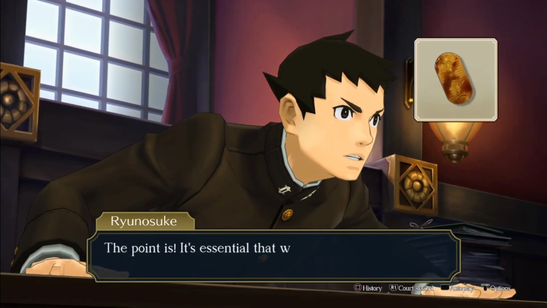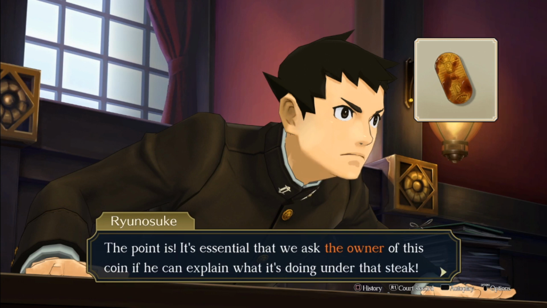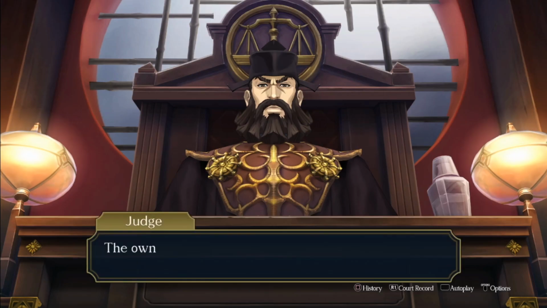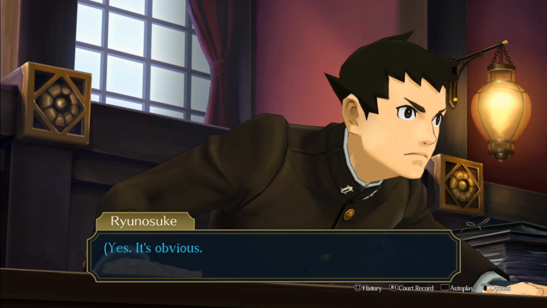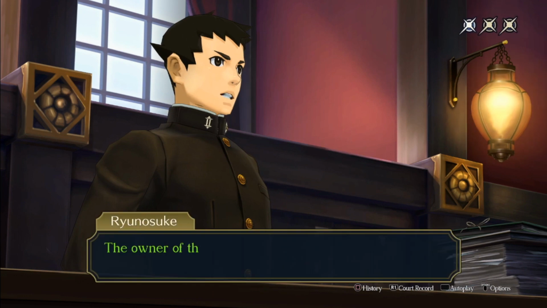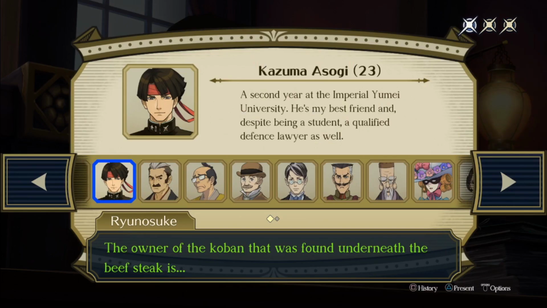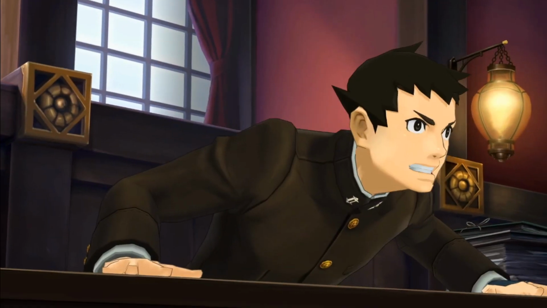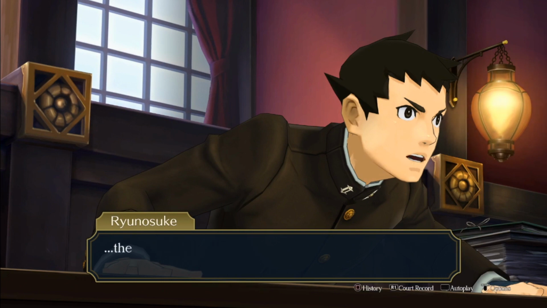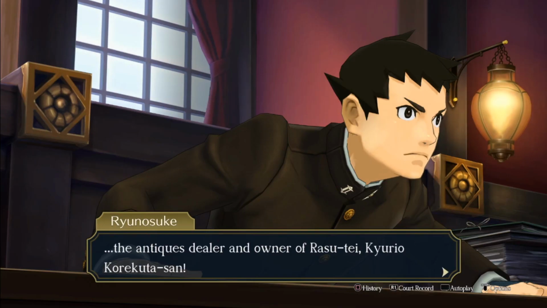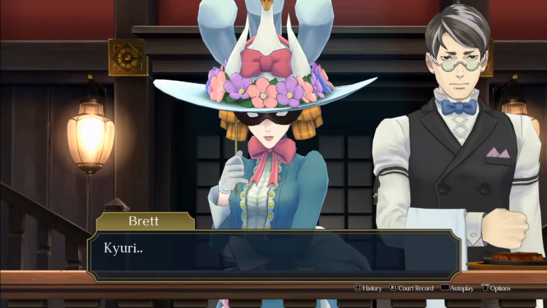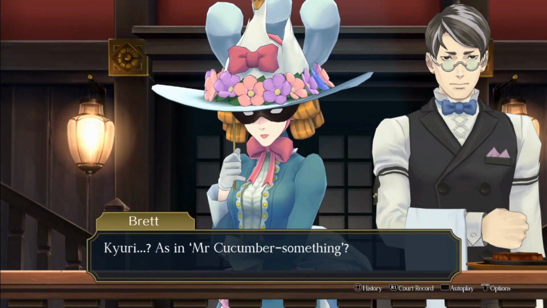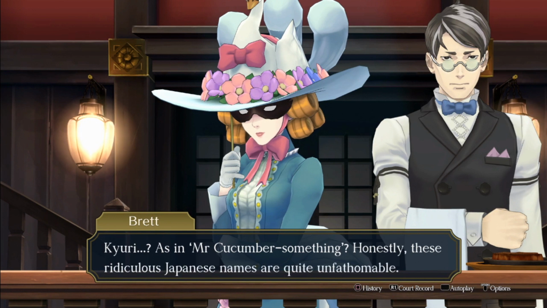The point is, it's essential that we ask the owner of this coin if he can explain what it's doing under the steak. The owner? The old man. Yes, it's obvious. There's only one person it can belong to. The owner of the Koban that was found underneath the beef steak is the old man. Take that! The sergeant stole it. Obviously, it can only be the antiques dealer and the owner of Rasute, Curio Korekuta-san. Curie, as in Mr. Cucumber something. Honestly, these ridiculous Japanese names are quite unfathomable.